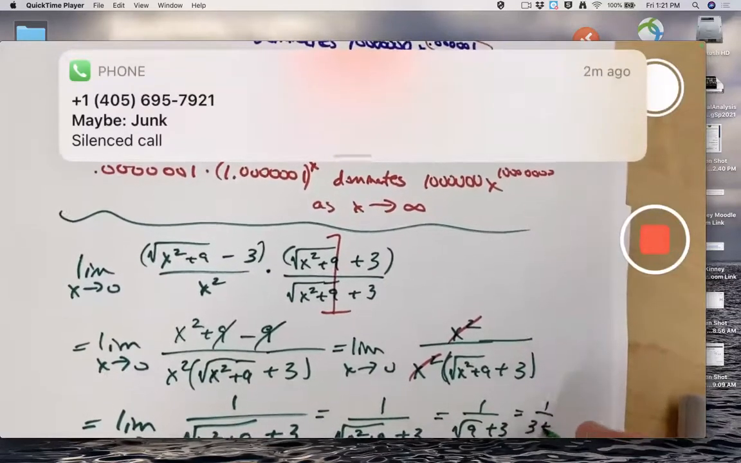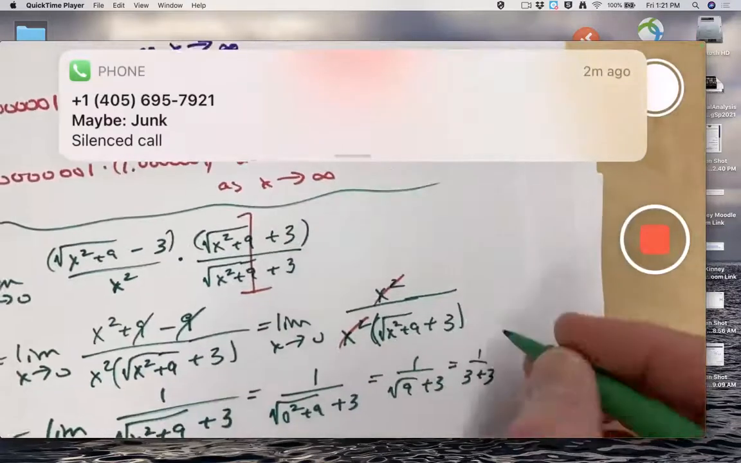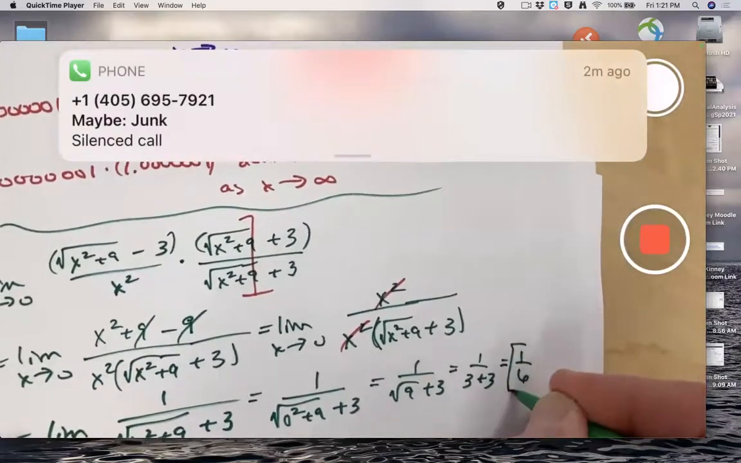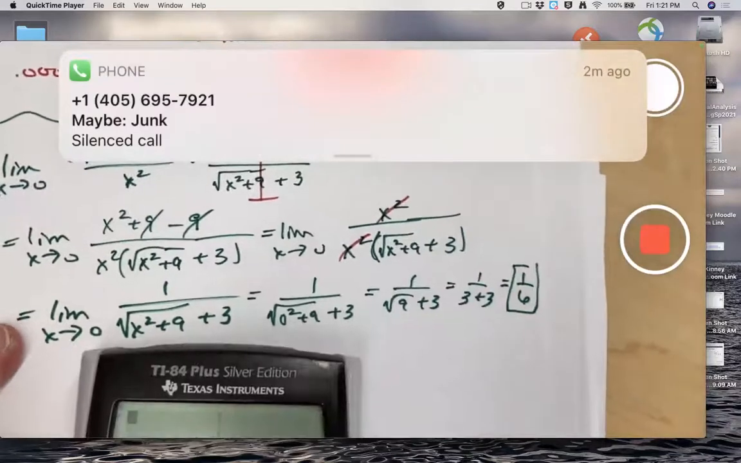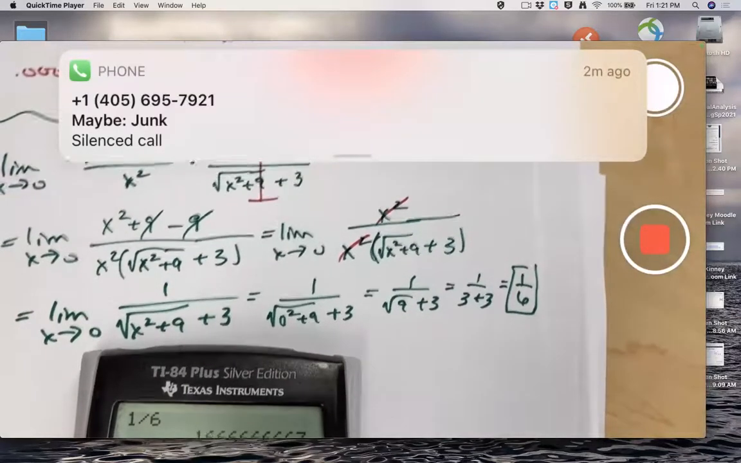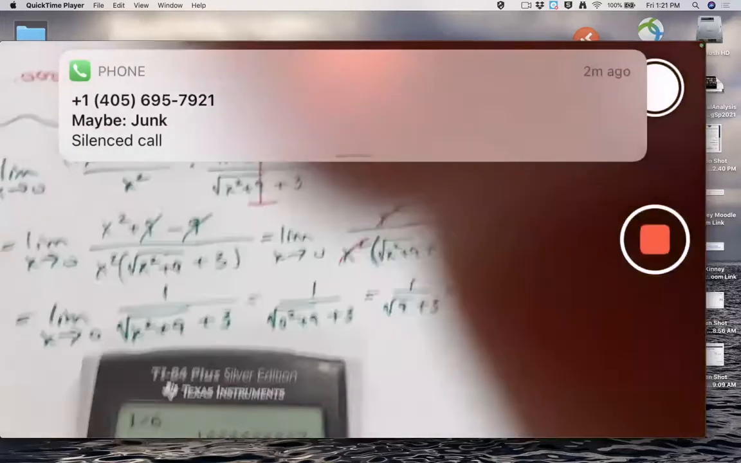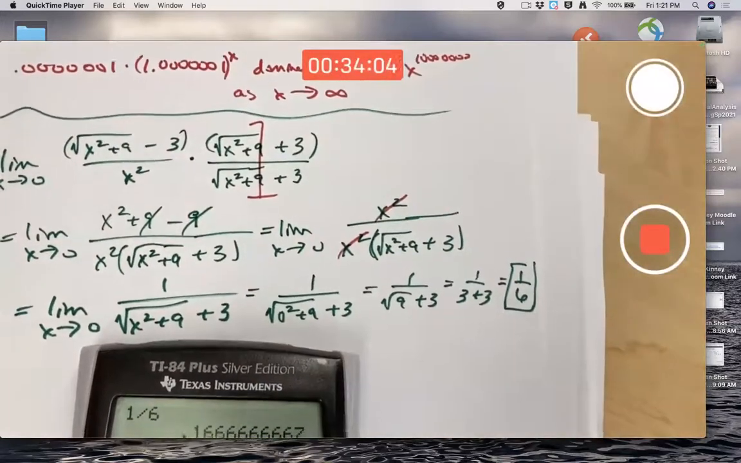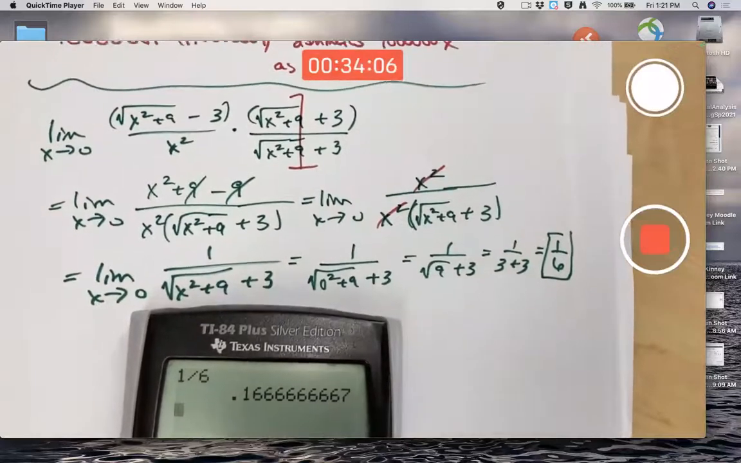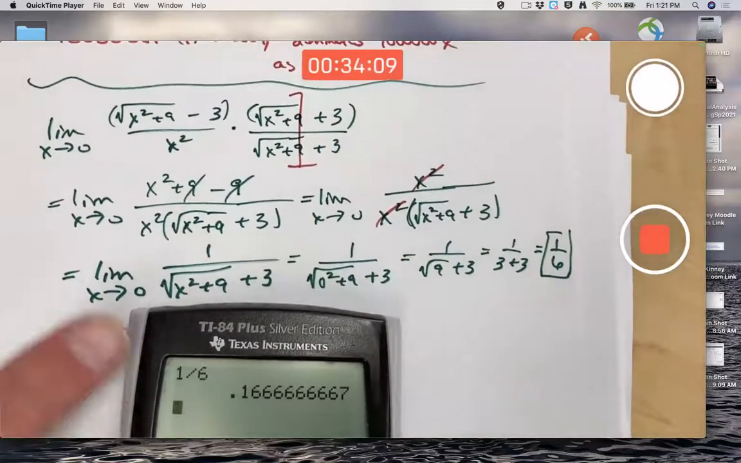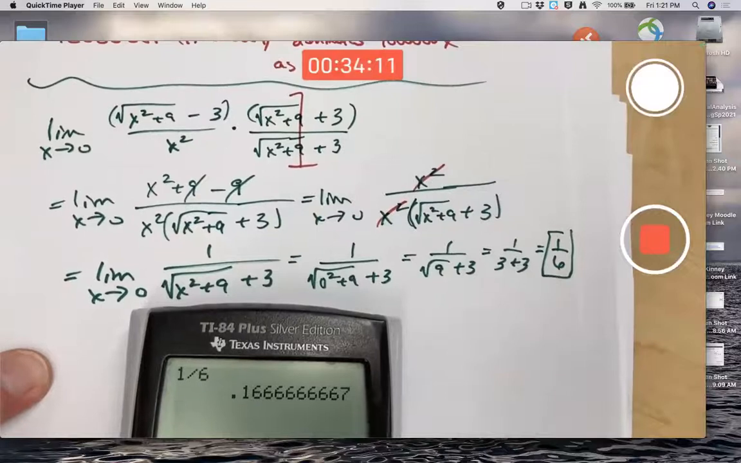1 over 3 plus 3, which is 1/6. Sorry. Yeah, 1/6. 0.16 repeating. Shouldn't this go away? There we go. We can do better than technology here. That's good. The technology is not our overlord yet, but maybe the day is coming soon. Hopefully not.